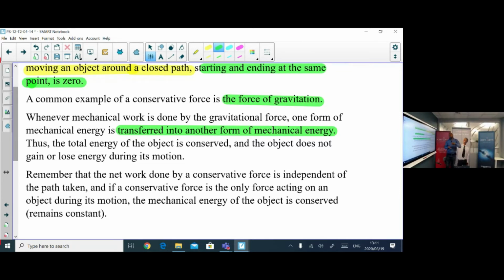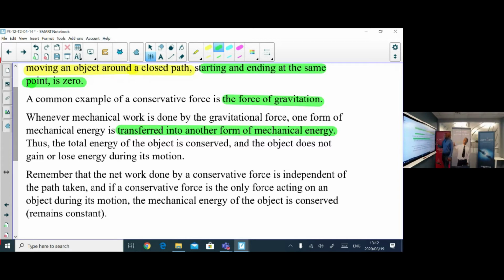When it comes up to the highest point, that's where you get the potential energy, and that potential energy is there because of the height. If there is no height, there is no potential energy. According to the formula of potential energy, we have mg multiplied by height. Don't forget that as well. That is why mechanical energy is transferred into another form: we are moving from potential energy to kinetic energy.